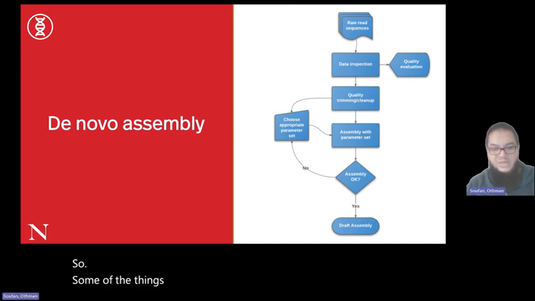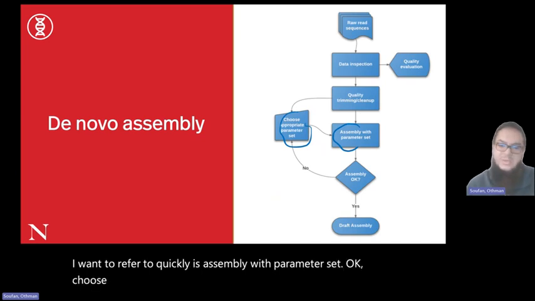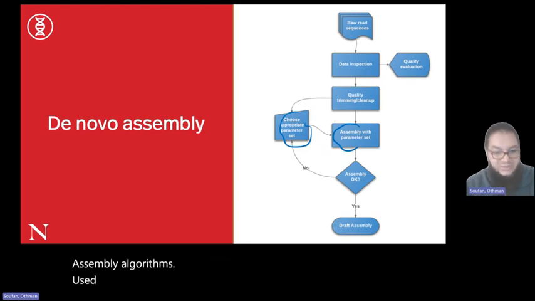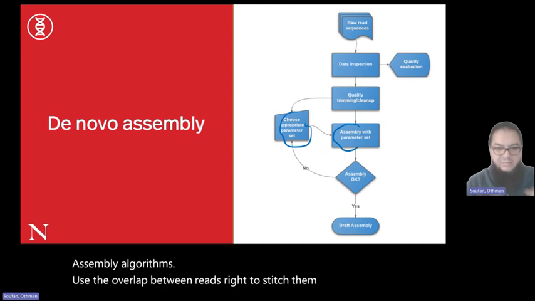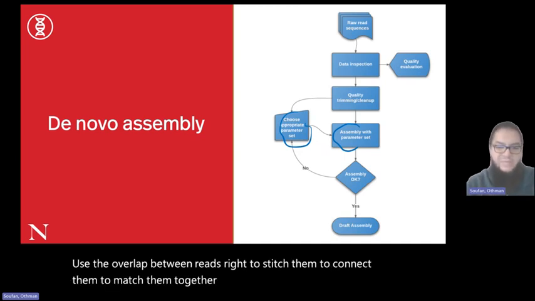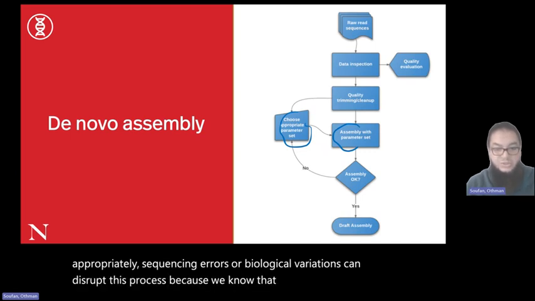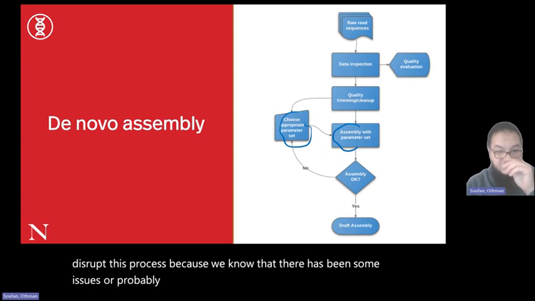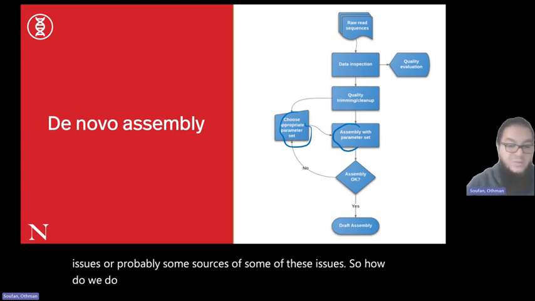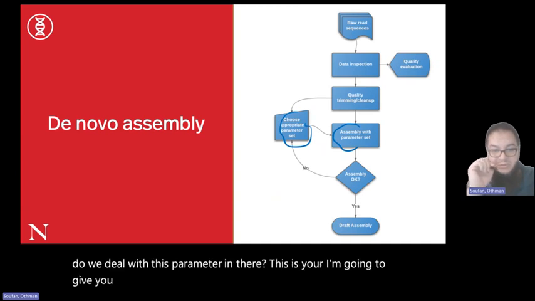Some of the things that we see here, I want to refer to quickly, is assembly with parameter set. Okay, choose an appropriate parameter set. Assembly algorithms use the overlap between reads to stitch them, to connect them, to match them together. So if the parameters are not set appropriately, sequencing errors or biological variations can disrupt this process, because we know that there are some sources of these issues. So how do we deal with this parameter? And this is where I'm going to give you some general suggestions.